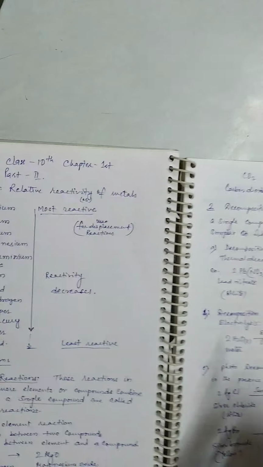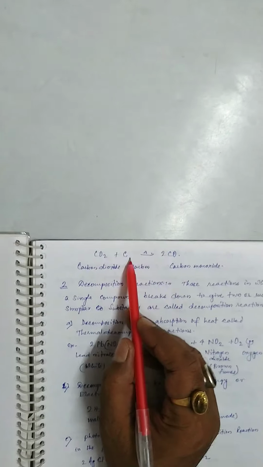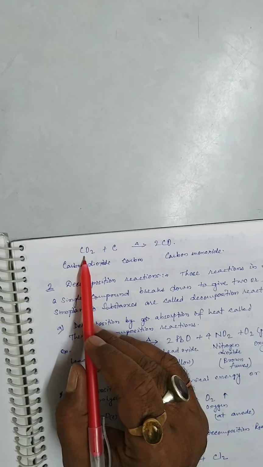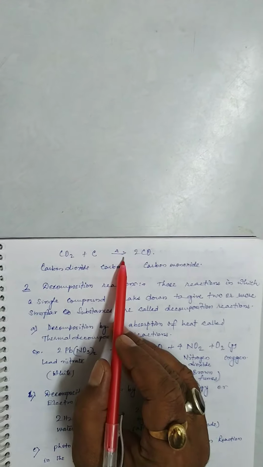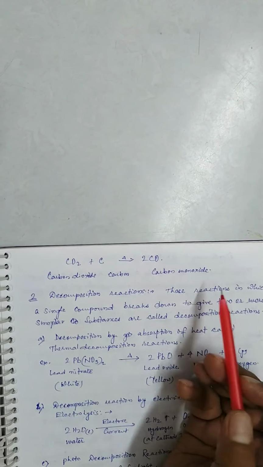Now third is compound and element reaction. When carbon dioxide reacts with carbon, it forms carbon monoxide. This is the compound-element reaction.